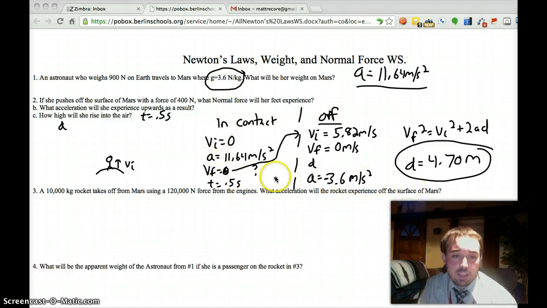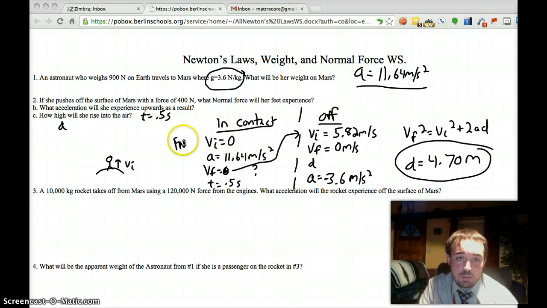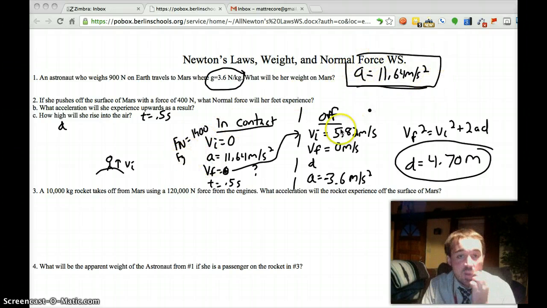So hopefully that kind of helps. She's in contact with the ground for a little bit. That's when her force is 1400 newtons due to the normal force of 1400 with the force of gravity that we just found to use this acceleration. Use that acceleration and the time she's in contact with the ground to figure out the speed with which she leaves the ground. The speed with which she leaves is our VI. It's a different VI, obviously. And we can find our distance.